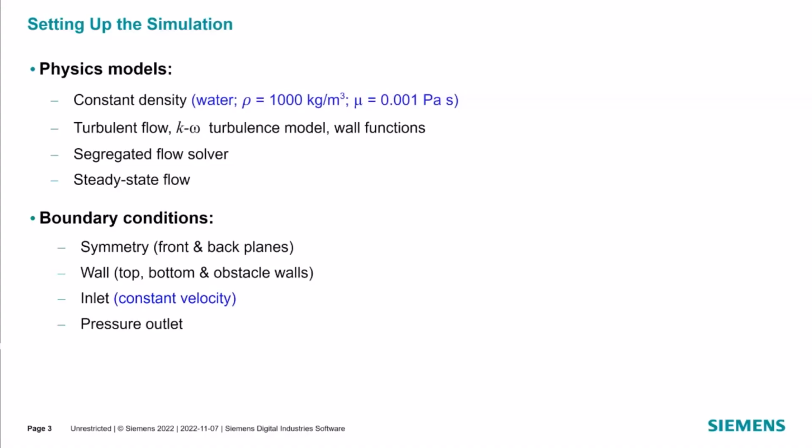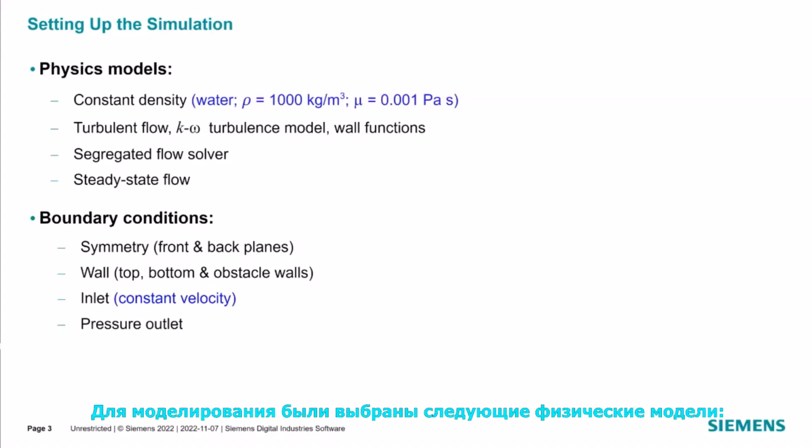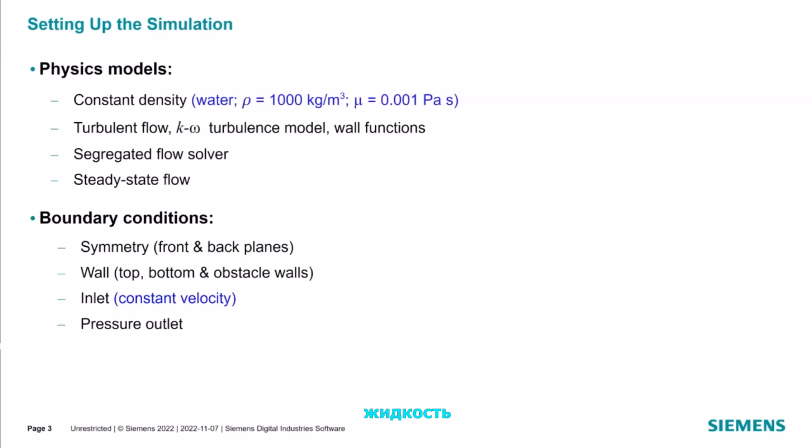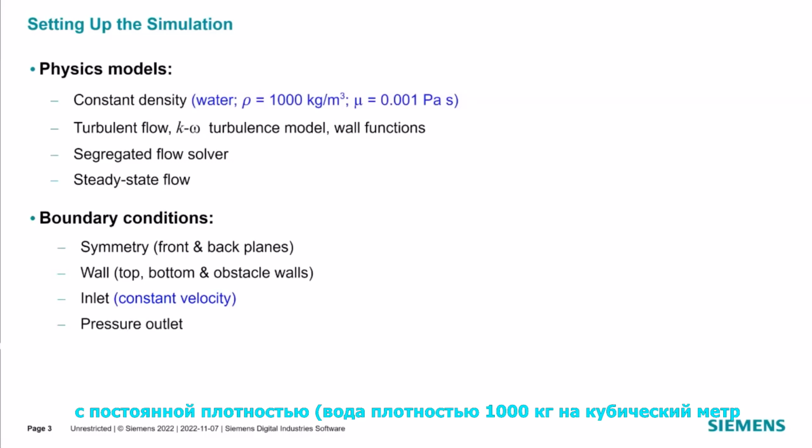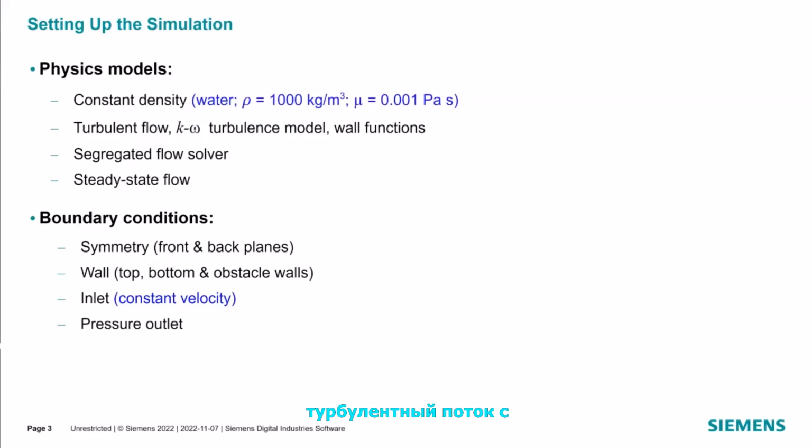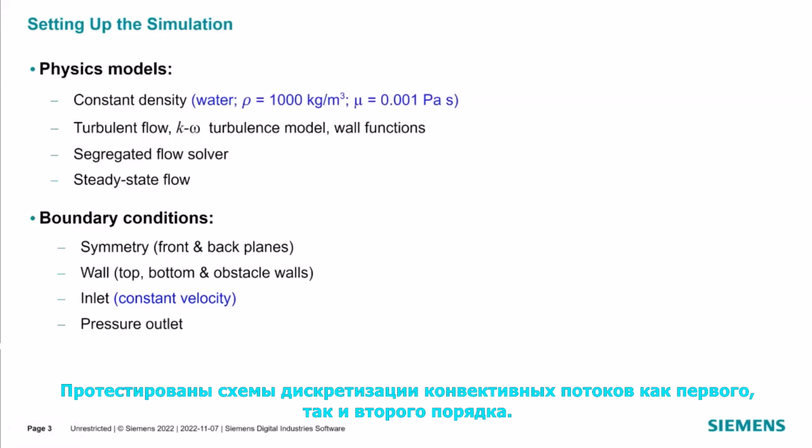The following physics models were selected for this simulation. A constant density fluid, water with density of 1000 kg per cubic meter and dynamic viscosity of 0.001 Pascal second. Turbulent flow with k-omega turbulence model and wall functions. Segregated flow solver or coupled solver, steady state flow. Both first order and second order discretization schemes for convection fluxes are tested.